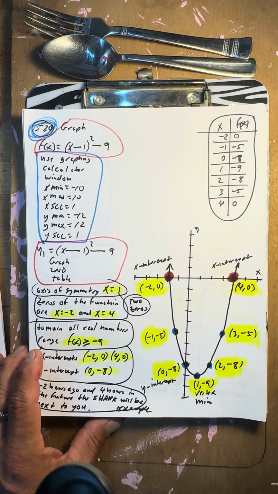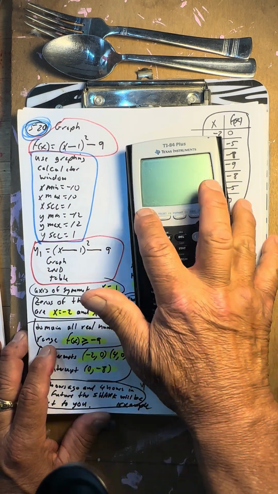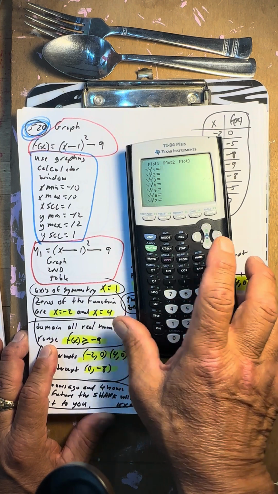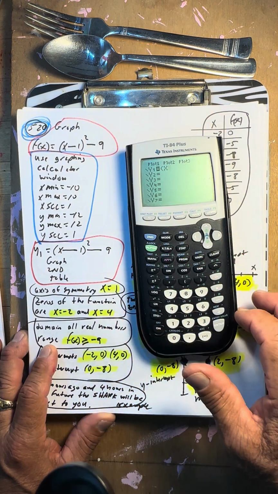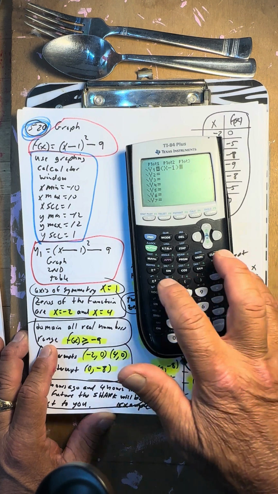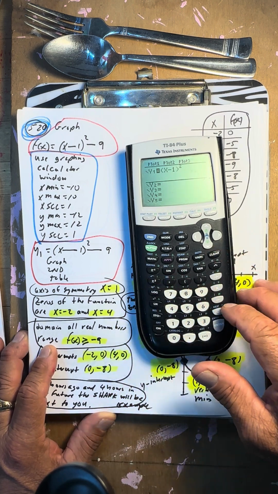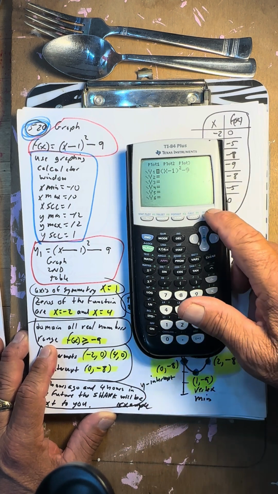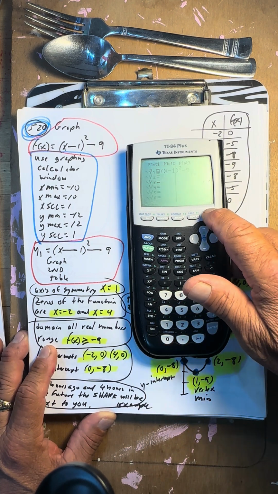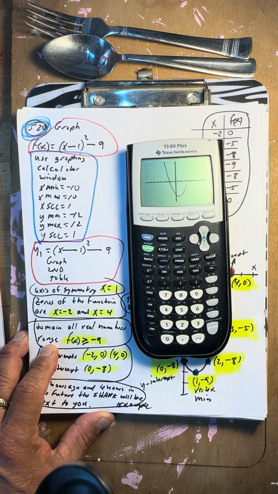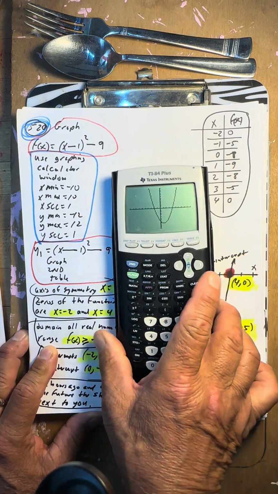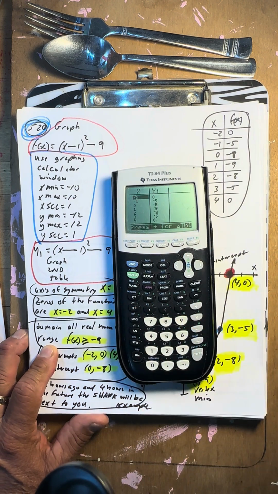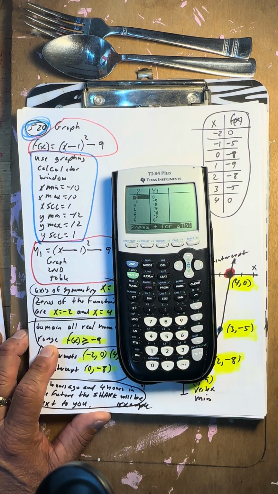So let's do that. So let's go Y equals, and we're gonna put parentheses x minus 1 squared. What else? Big minus sign. 9. Enter. Now we're gonna hit graph. There it is. And we're gonna get some points. Second table. So we have points. Did they match? Yes, they all match.